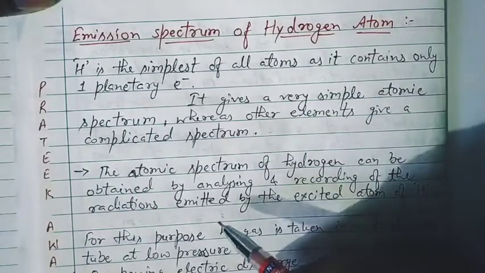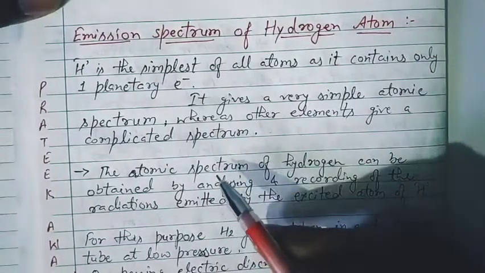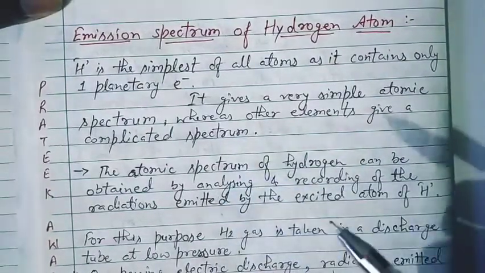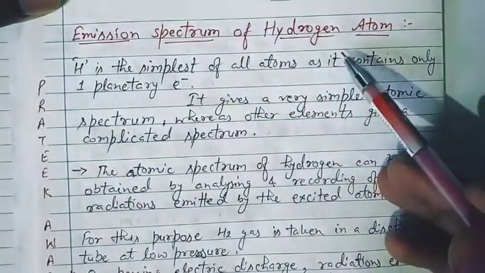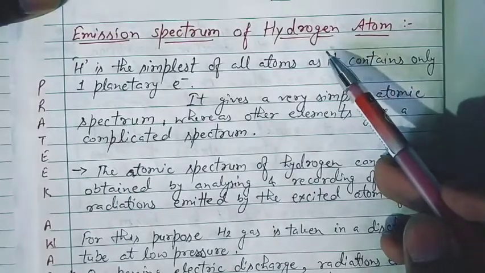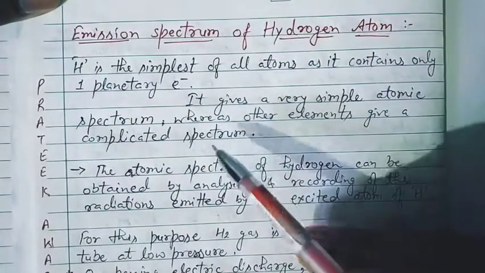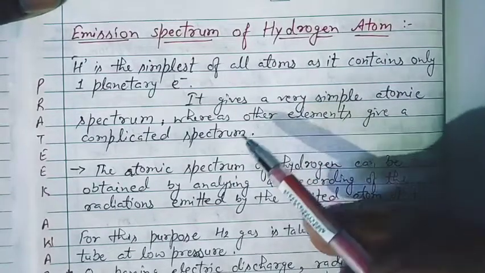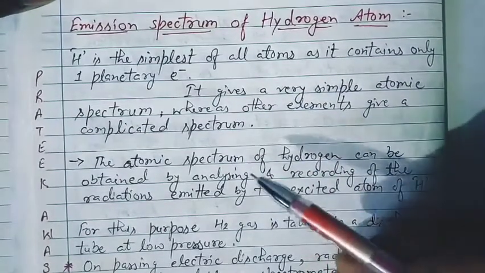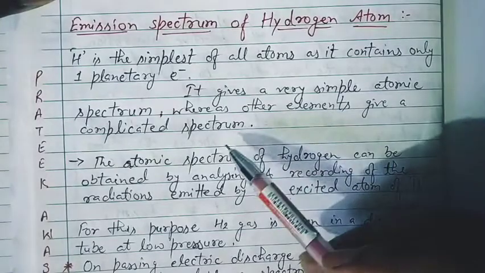Now, as you have understood about emission spectrum and absorption spectrum, let's study the emission spectrum of hydrogen atom, because this was the experiment of Niels Bohr, on the basis of which Rutherford's atomic model got discarded, and then Niels Bohr produced his atomic model. So let's study it. I will explain in very brief and important points.